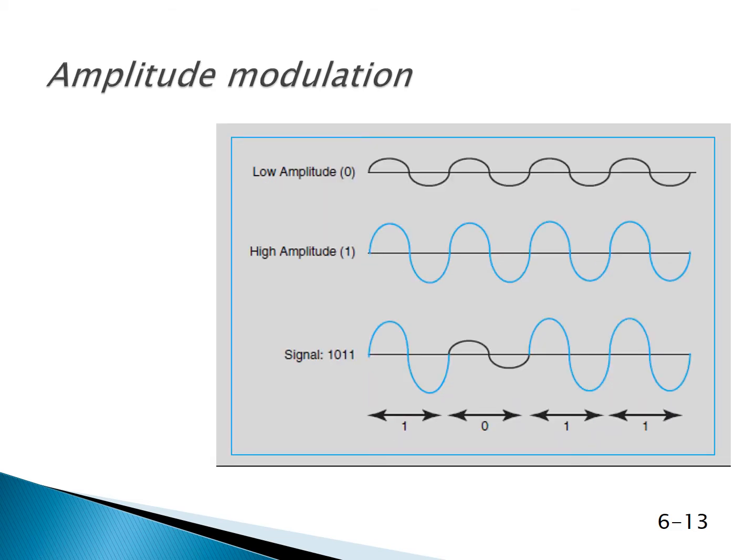For amplitude modulation, that means you send the wave in lower amplitude to represent 0, and higher amplitude to represent 1. If I want to send 1011, then it will be like this: high amplitude, low amplitude, high amplitude, high amplitude.